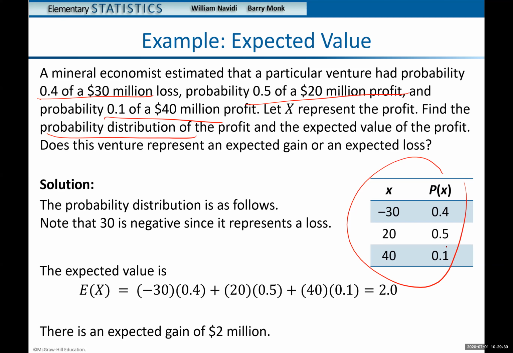And then the expected value is solving for the mean. Remember, expected value is also the mean. So you multiply your X and P of X: negative 30 times 0.4, 20 times 0.5, and 40 times 0.1. When you compute this, it's going to be equal to 2.0. So that is positive. So you expect a gain of $2 million.